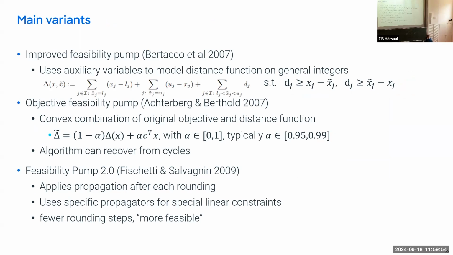Okay. There's a lot of variants, as I just mentioned, of this. The first modification to this was using auxiliary variables for general integers. So the very original paper was only on binaries. Then there's the objective feasibility pump, which tries to address one of the main drawbacks of this. It's an objective changing heuristic. So from step one onwards, you give up on objective quality. You're just minimizing distance, right? But it's not clear what this means in the objective space, so to say.